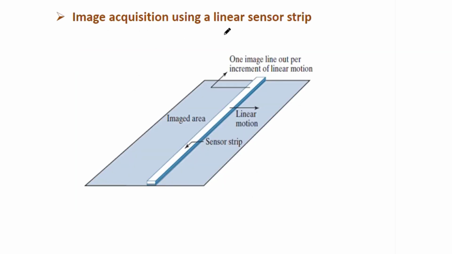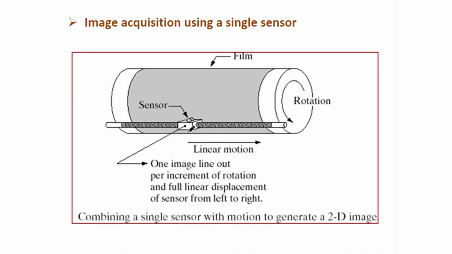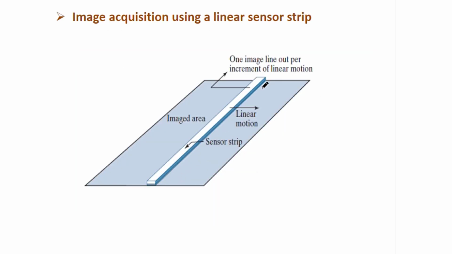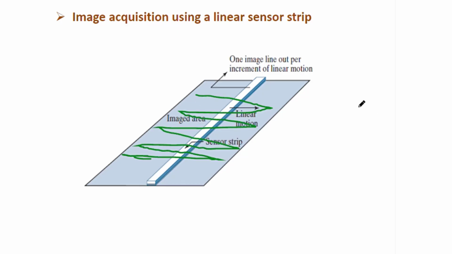Now this is image acquisition using a linear sensor strip. See, this is a linear sensor strip; it consists of sensors arranged in the form of a line. In the earlier case, there was only one single sensor, and this sensor had to move here and here along the strip. But here the line sensor consists of sensors arranged in the form of a line, so one direction is already covered. Then this line has to move like this, and this. So there is movement in the other direction, and you will get a 2D image.